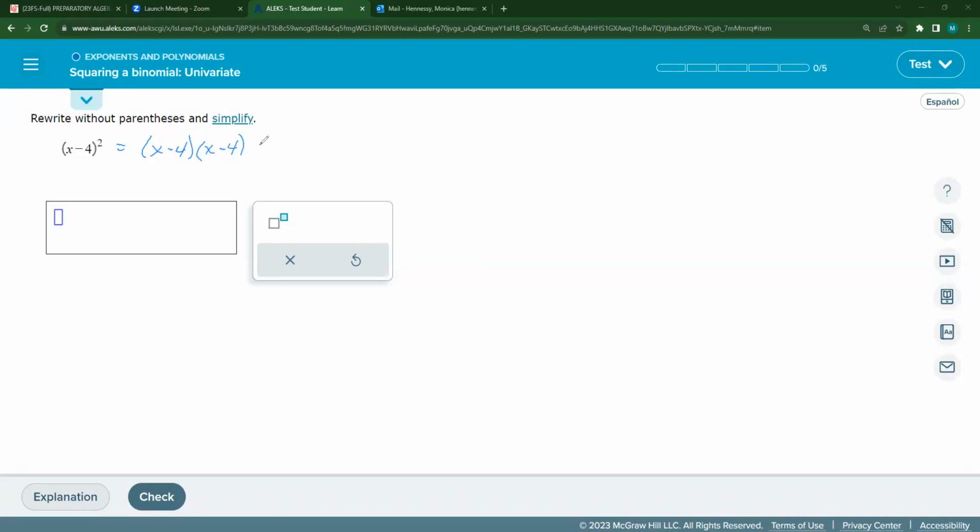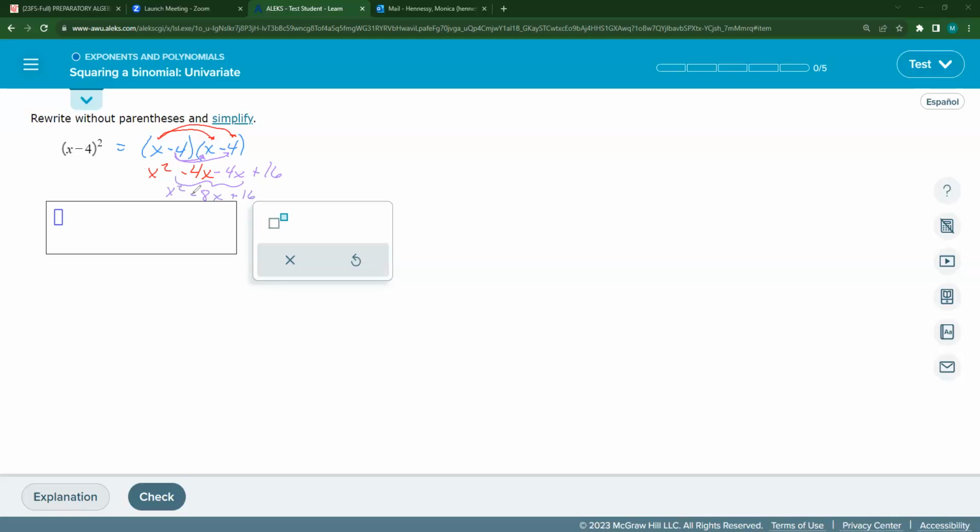You can use arrows and FOIL it, or you can use the area method, however you want to do it. But we are going to use arrows, and then I'll do area on the middle one. So this will be x times x, x times -4, and then the other ones are going to be a -4 times x, so -4x, and a -4 times -4 is +16. In this case, these two do add together, and we get a -8x plus 16, and we have x squared.